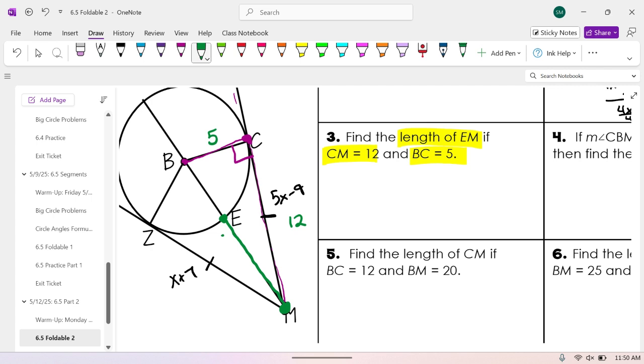Now, before I can find EM, what would make the most sense to find first? Someone besides Jasmine. So I can't quite find EM right now, but I can find something that connects to it. I can find BM because we can use the Pythagorean theorem. So I'm going to find BM first.